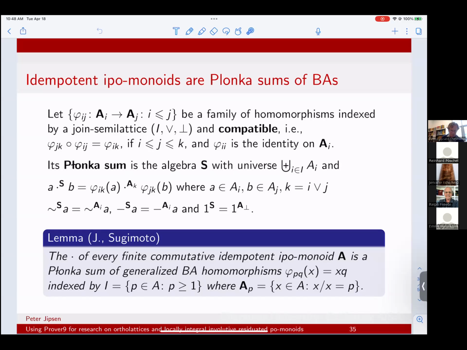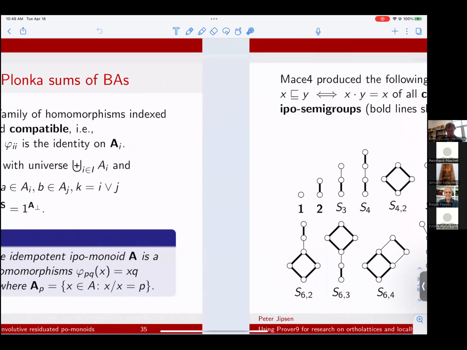And first, we looked at the partially ordered case. This was work with Melissa, and we were able to prove some partial results, namely that the multiplication of every finite commutative idempotent partially ordered monoid is a Plonka sum of generalized Boolean algebra homomorphisms. But that was just the monoid operation that was obtained in this way. But the construction was already quite generic, and we just weren't able to figure out some particular aspects.